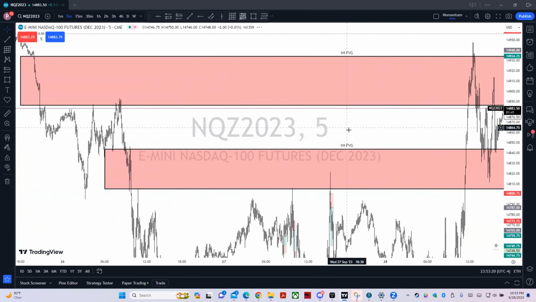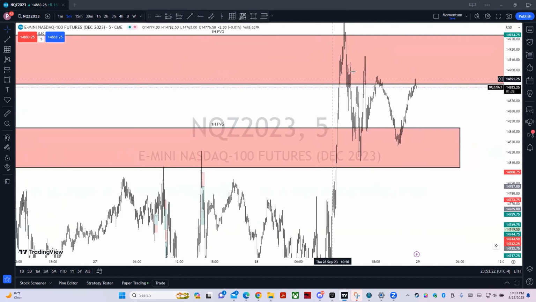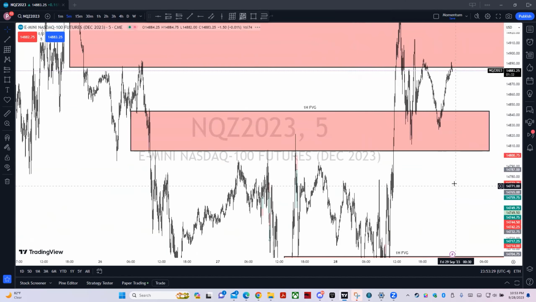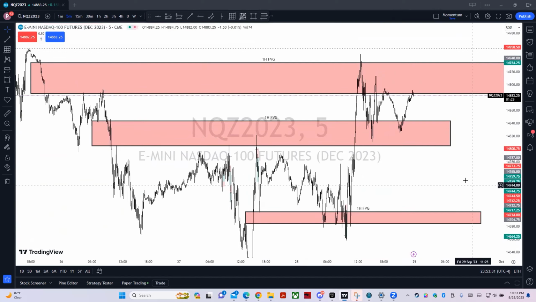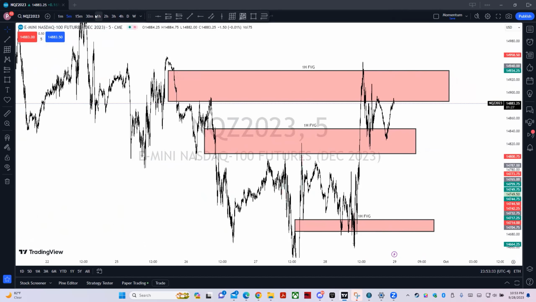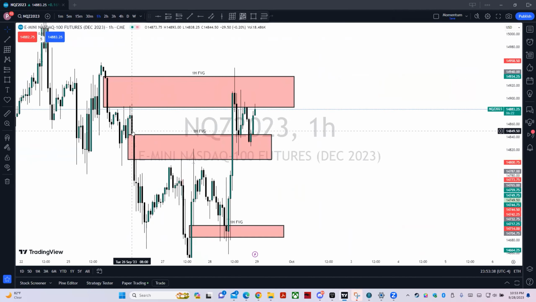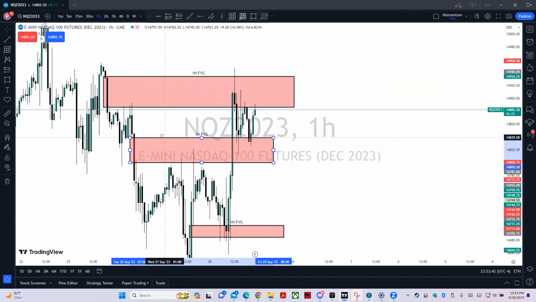Now, you might ask, okay, well, you have all these fair value gaps. Should they be respected? Could they be respected? Are they not going to be respected? Well, that really depends. All right, let's go and look at the 1 hour. So we had this fair value gap, right? Off the 1 hour. We see how well this was respected. This wick came pretty much to consequent encroachment, which is exactly what we wanted.